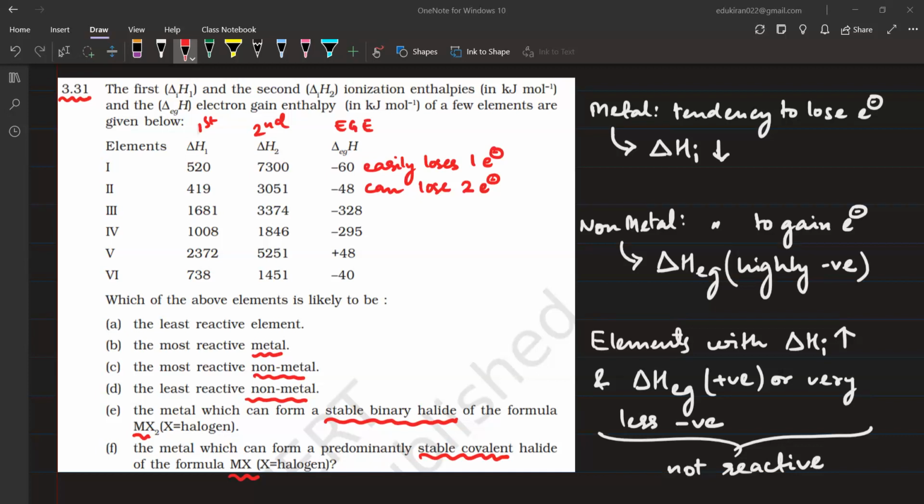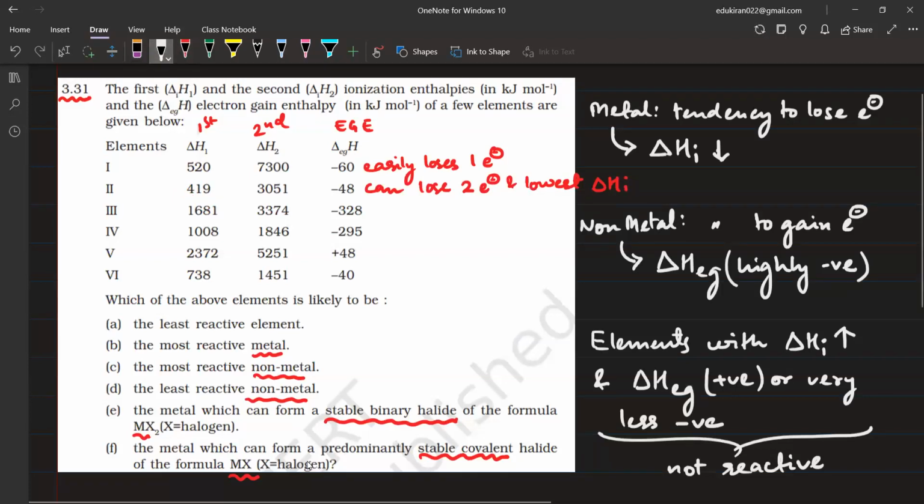Okay. Now, let us look at the next part here. If I talk about its electron gain enthalpy, again, it is not very high. It's quite low only. But as you can see, the first ionization enthalpy is quite low here, 419. This is the lowest. It can lose the second electron and has the lowest delta H ionization enthalpy. I can write that first. At least these two things I can write.